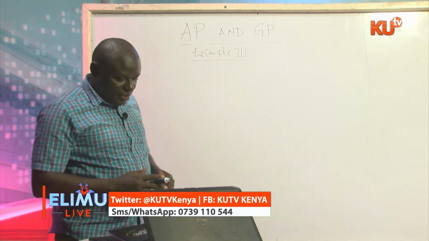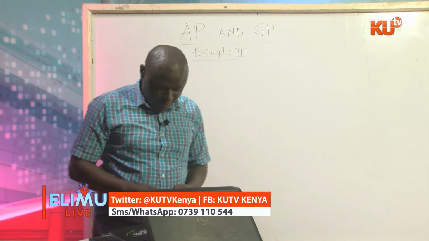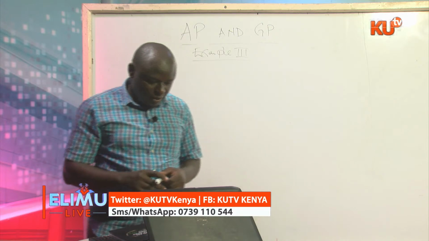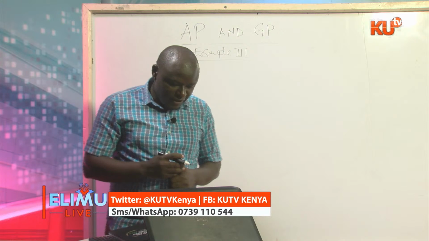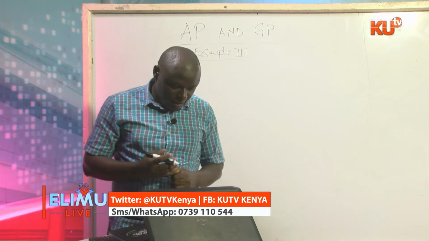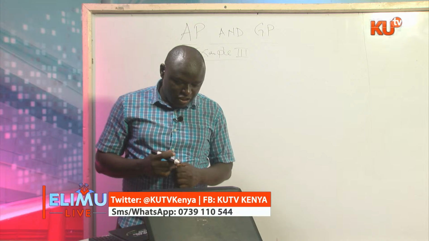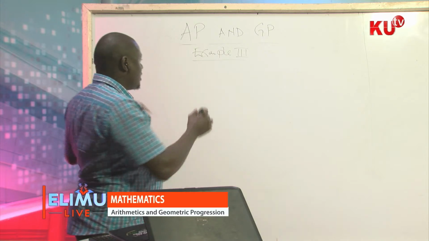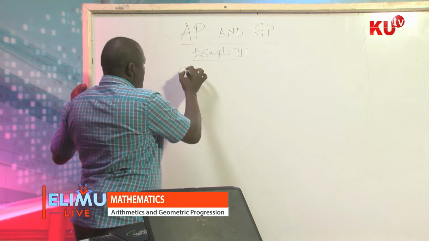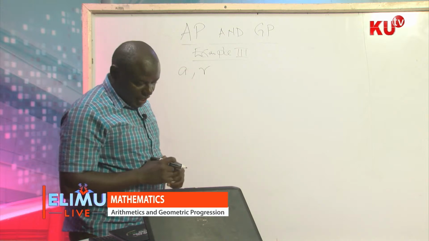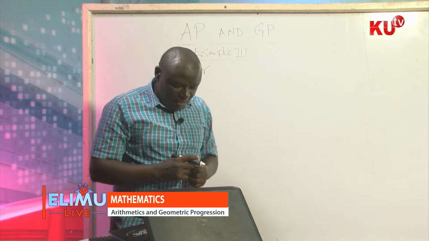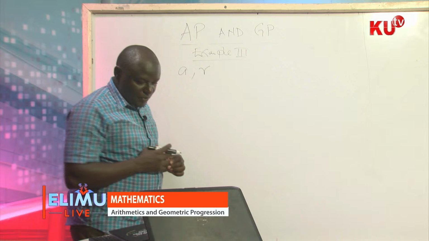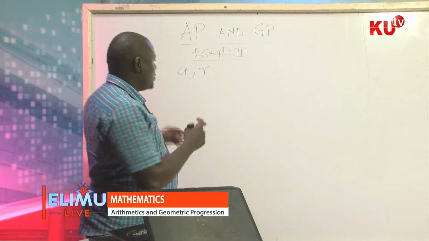I want us to consider a KCSE question that was examined some time ago. It says, in a GP, the first term is A and the common ratio is R. The sum of the first two terms is 12.